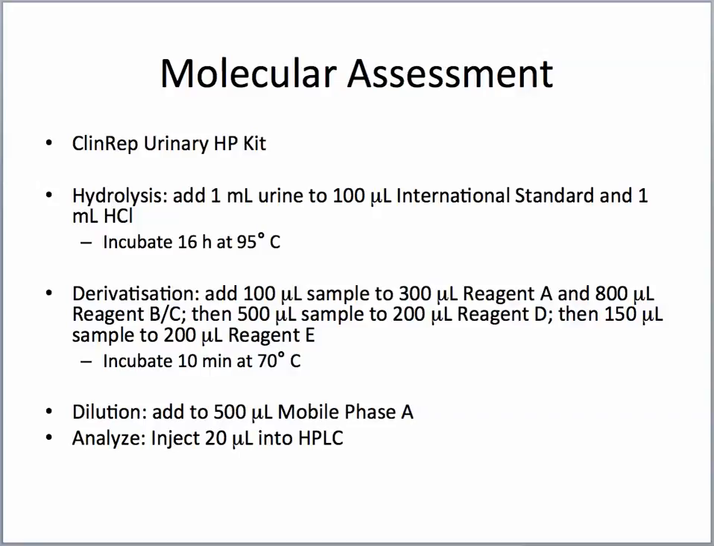The next step is derivatization, where you're adding 100 microliters of that sample to reagents A and B and C. Then you take that sample and add it to reagent D. And then you take that sample mixture and add it to reagent E, incubate it for 10 minutes at 70 degrees Celsius. Then the next phase is dilution, where you add it to a mobile phase. And then finally, you analyze it by injecting 20 microliters into a high-performance liquid chromatography.